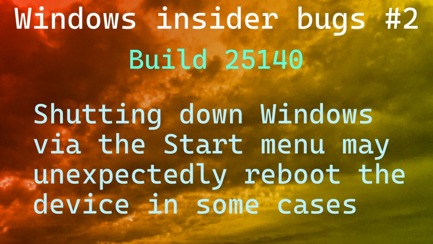Shutting down Windows via the start menu may unexpectedly reboot the device in some cases. What? So if I shut down my computer, it's just going to restart instead of shutting down, like we're just going to reboot your computer and not shut it down like you asked? How do I shut my computer down? Hold the power button? Pretty much. You'd probably have to do shutdown -s -t 0 or just press the power button. It does say from the start menu, so I'm sure if you found another way to shut it down, it would work.